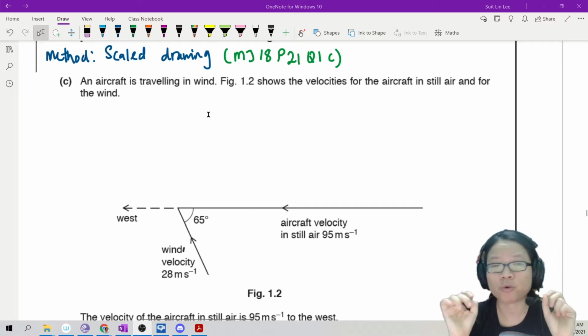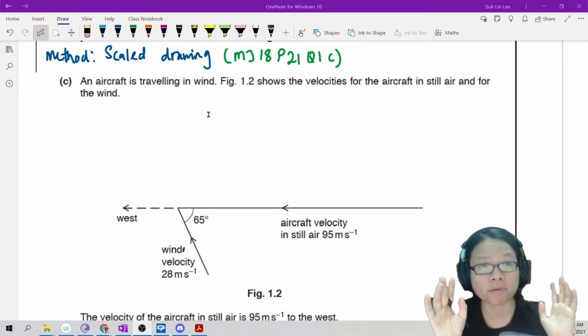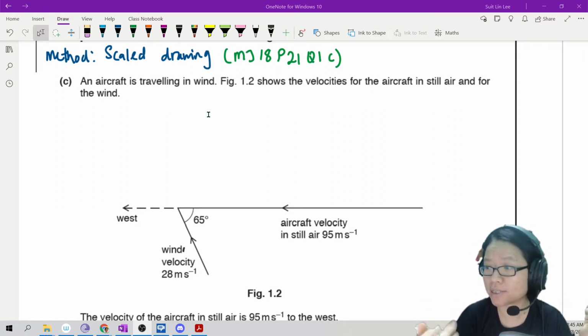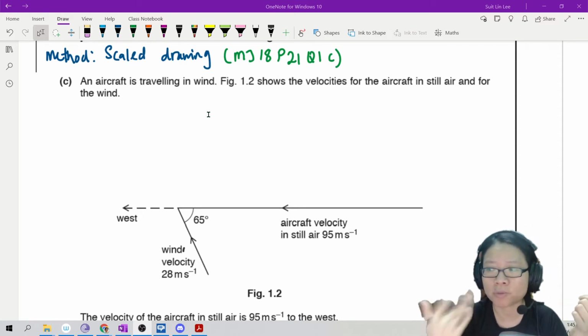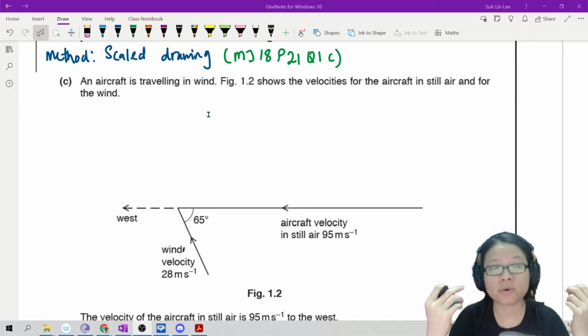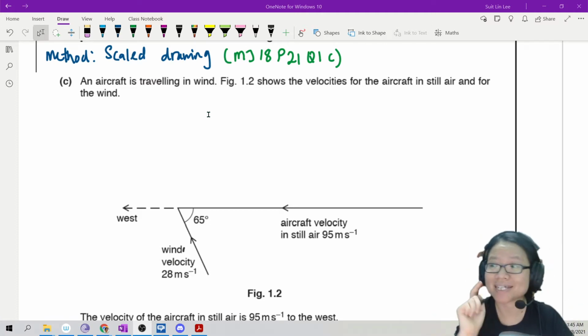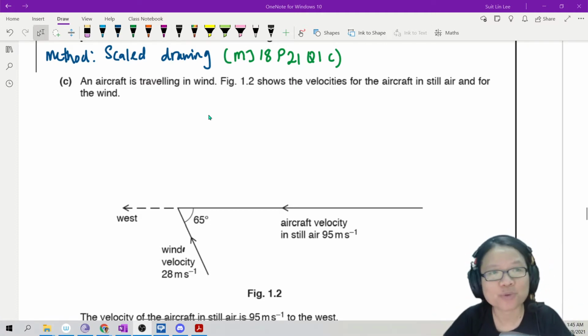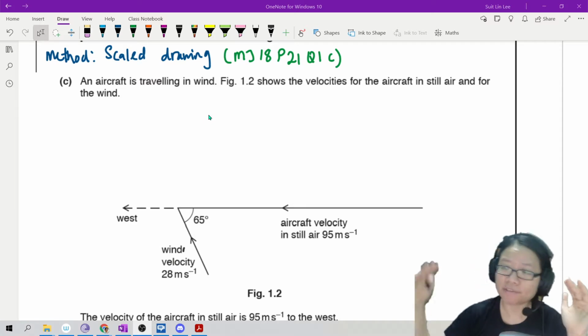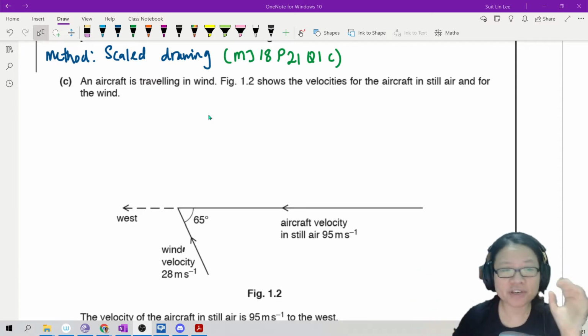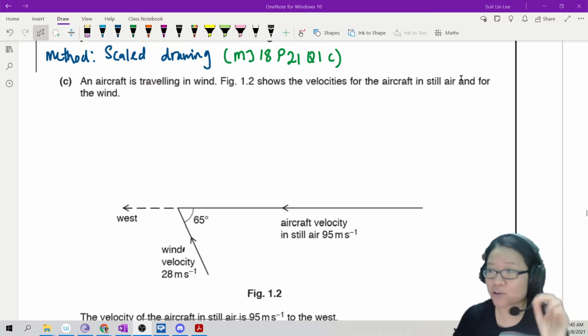In this video, we are going to look at a past year paper from May, June 18, paper 2-1, question 1C. You can look for it in your handout or where you normally get your past year questions. We're going to study how to find the resultant velocity of an aircraft. So let's read the question using the scale drawing method. Okay, so we have an aircraft traveling in wind, flying, and figure 1.2, which is this drawing, shows the velocities of the aircraft in still air and for the wind.